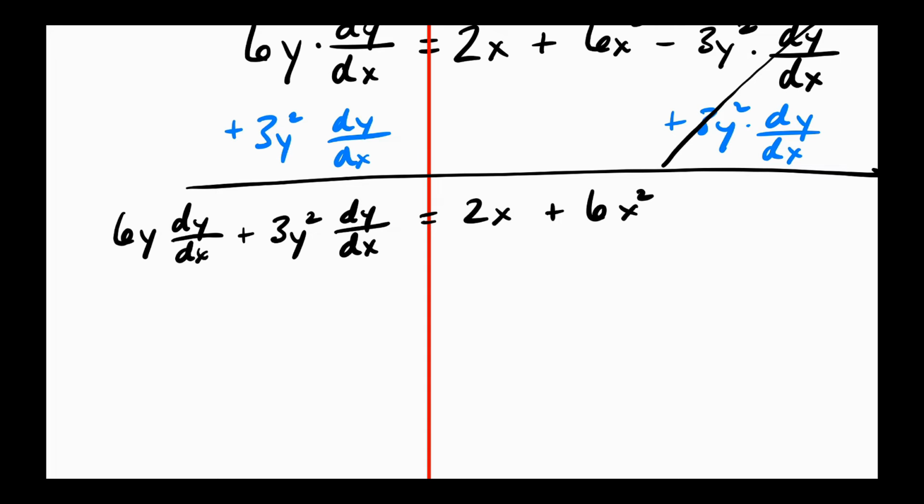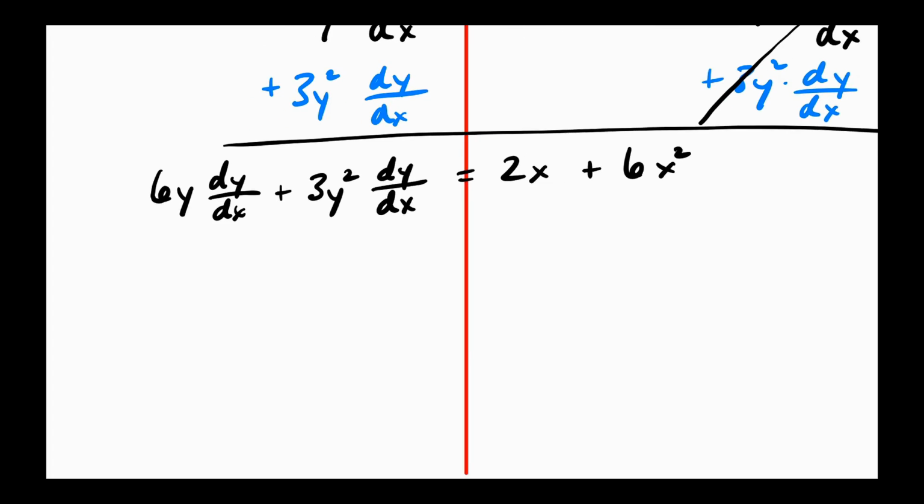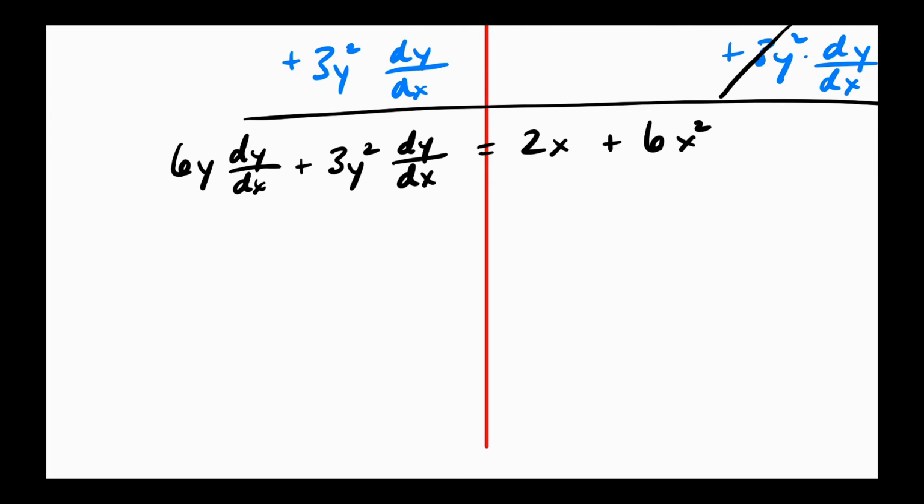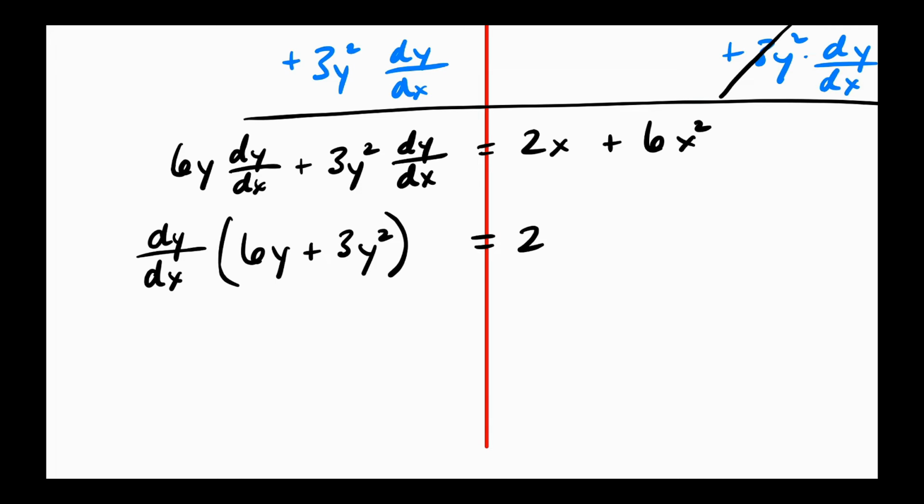Okay, so now I got the dy dx's on the same side. What do I do now? Factor them out, yeah. On the left side, I see, hey, I have a dy dx on this term and this term. So if they both share something, I can factor it out. So I got a dy dx, and I have a 6y plus 3y squared, reverse distributive property.